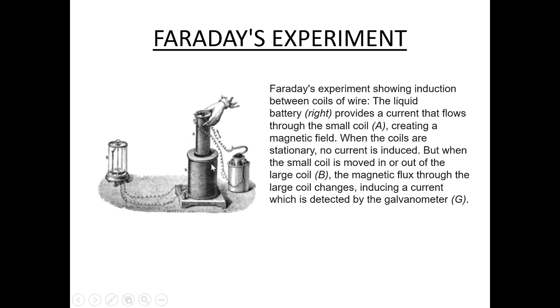You can see in this figure Faraday's experiment showing induction between coils of wire. The liquid battery, on the right side, provides a current that flows through a small coil A, creating a magnetic field. When the coils are stationary, no current is induced. But when the small coil is moved in or out of coil B, the magnetic flux through the large coil changes, inducing a current which is detected by the galvanometer.